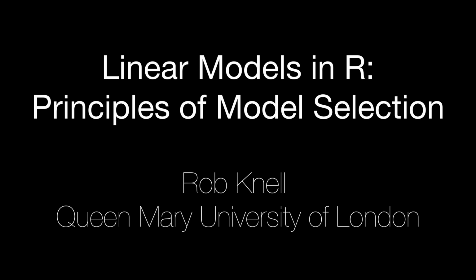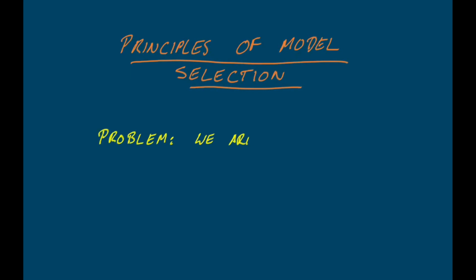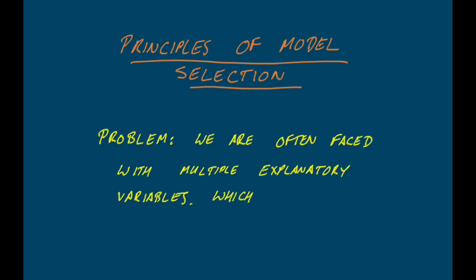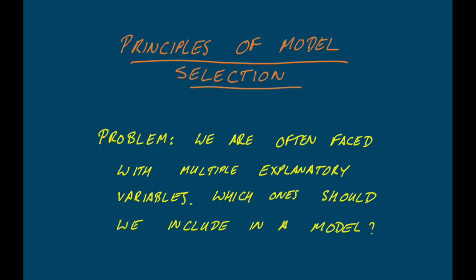Hello. In this video we're talking about how to select appropriate models to use in our statistical analysis. And we need to think about this quite hard because there's a fundamental problem when we're doing model fitting exercises. And that problem is that a lot of the time we have lots of different potential explanatory variables that we could use. And we need to be able to answer the question of which of those explanatory variables should we include in our statistical model and which ones should we leave out.